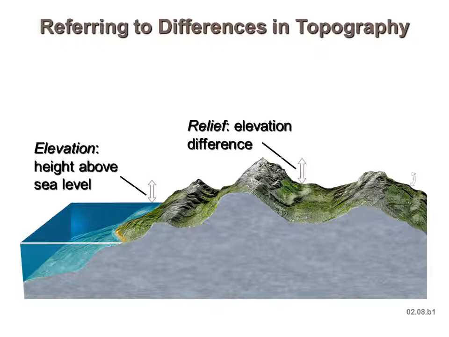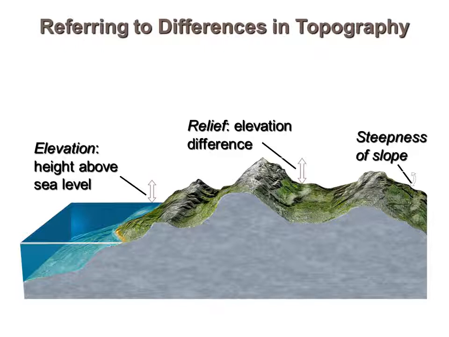So that answers your first question. How can difference in topography be conveyed? With relief. Okay, if you're describing the relief of an area, you're talking about the difference between the highest elevation and the lowest elevation.